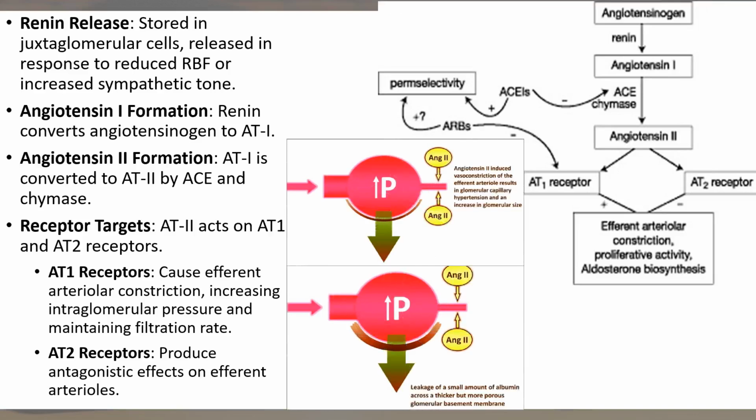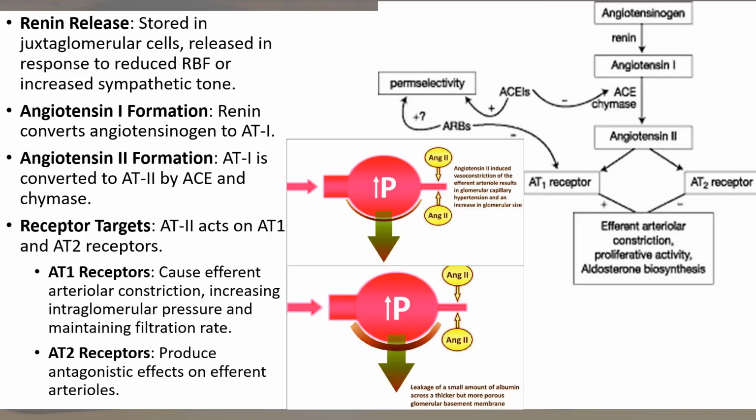Angiotensin 2, a molecule of great consequence, engages with two major receptors, angiotensin 1 and angiotensin 2 receptors. The interaction with angiotensin 1 receptors is particularly profound, leading to a significant constriction of the efferent arterioles. This constriction is no mere tightening, it is a calculated move to increase the intraglomerular pressure head, ensuring that the filtration rate remains steadfast, a testament to the body's resolve to maintain homeostasis.